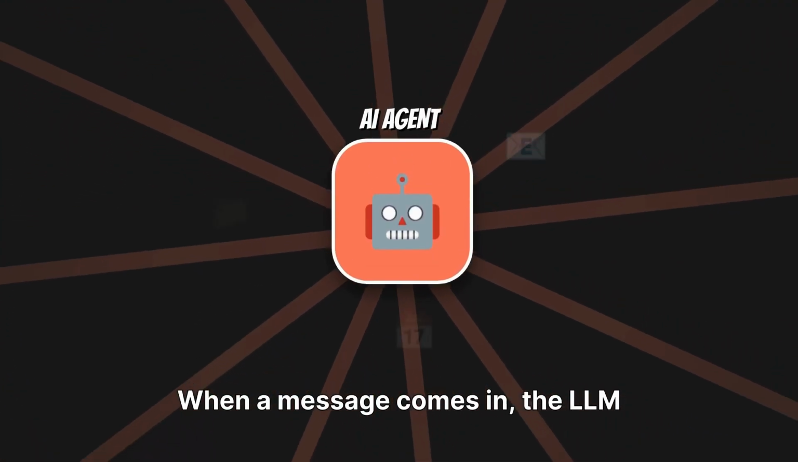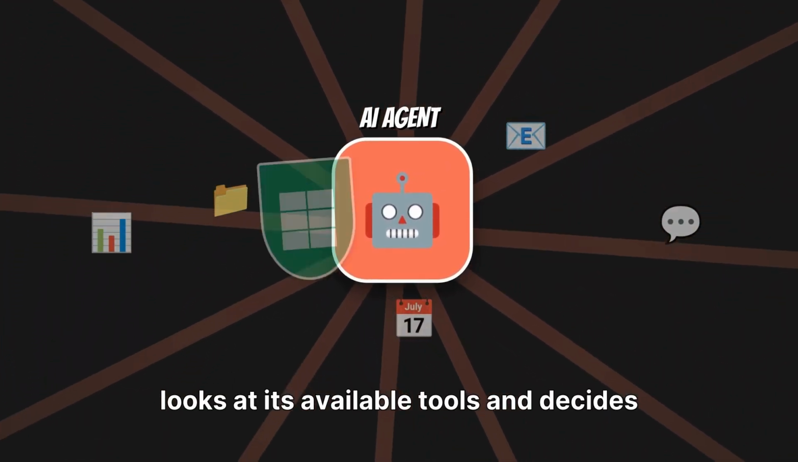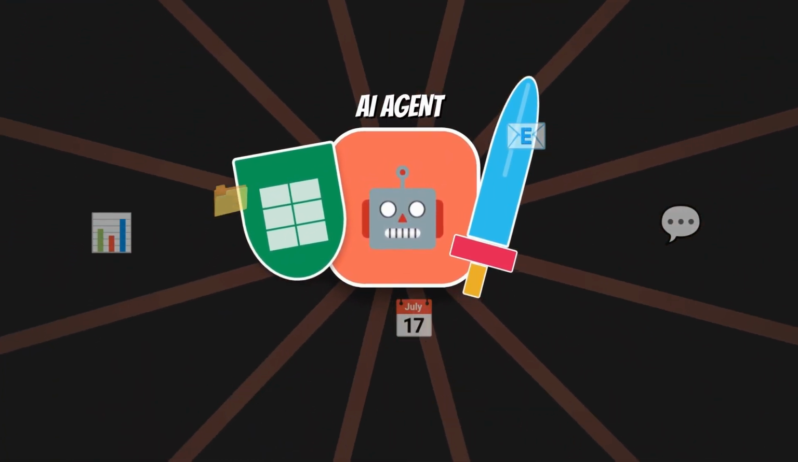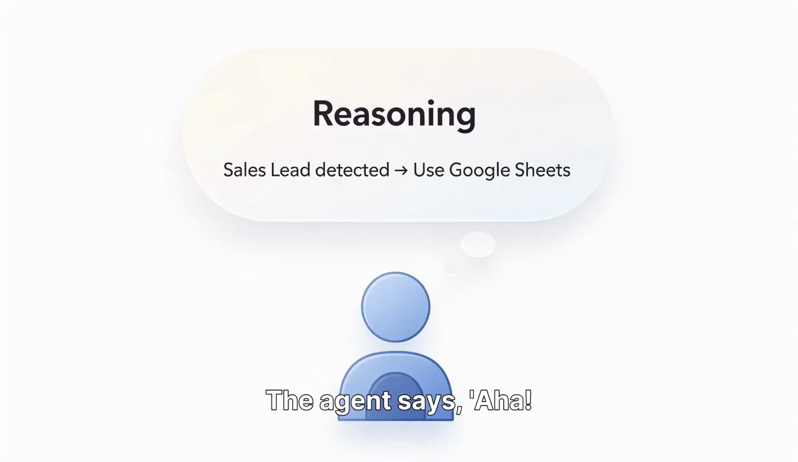When a message comes in, the LLM looks at its available tools and decides which one is the best fit. The agent says, aha, this is a sales lead.